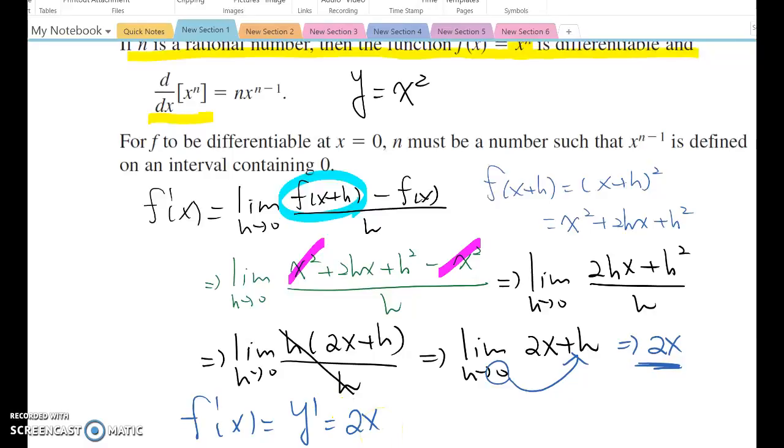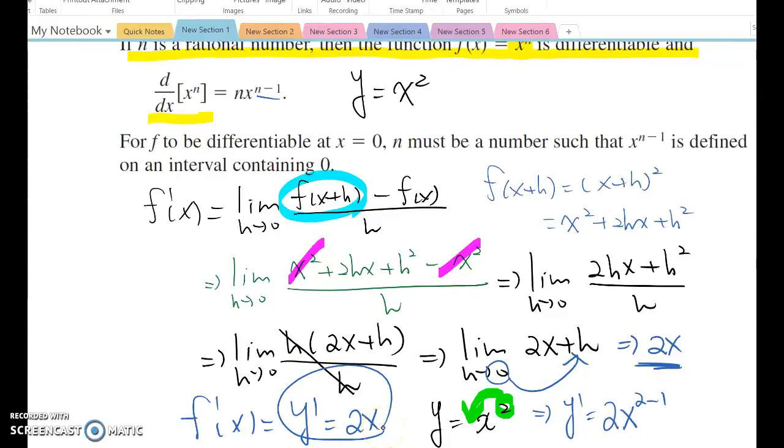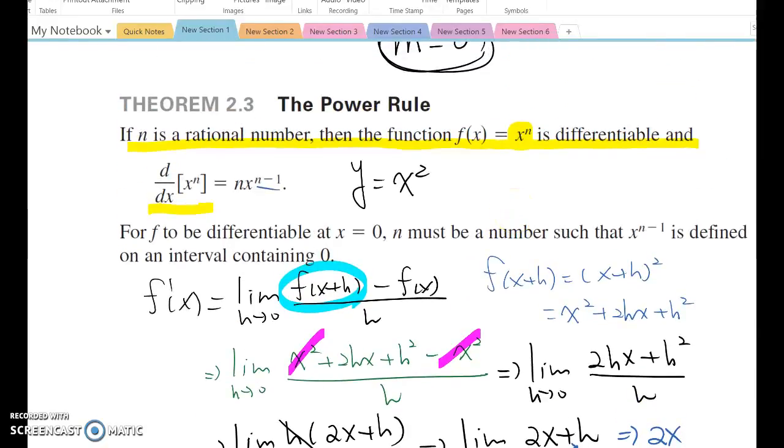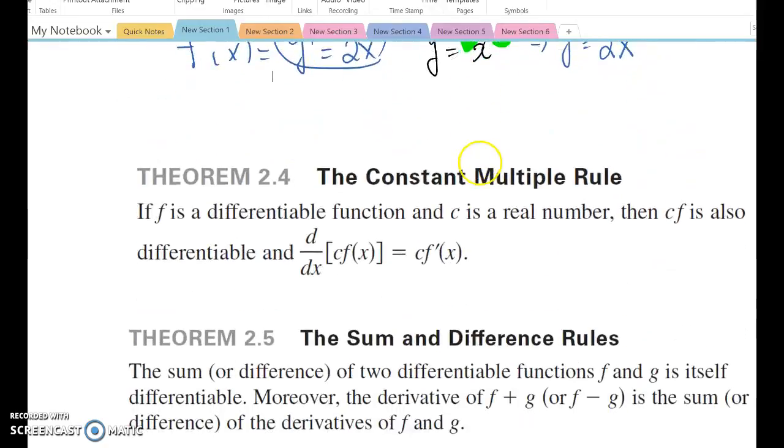Then think about the original function y equal to x squared. It looks like you bring this number in front of x, then it's going to be 2x, and then following this one, 2 minus 1 power, which will give us 2x anyway. So the power rule is working. Anyway, you will use the power rule the most, so please remember that. Like that, we have several other methods here.